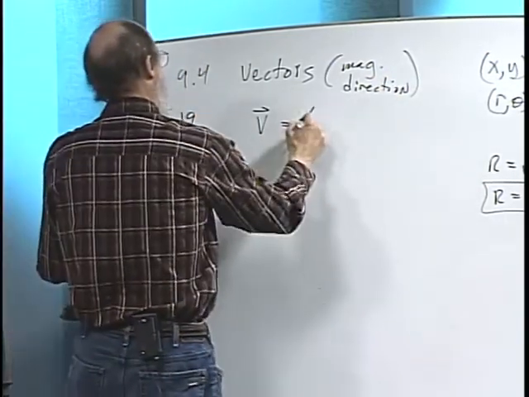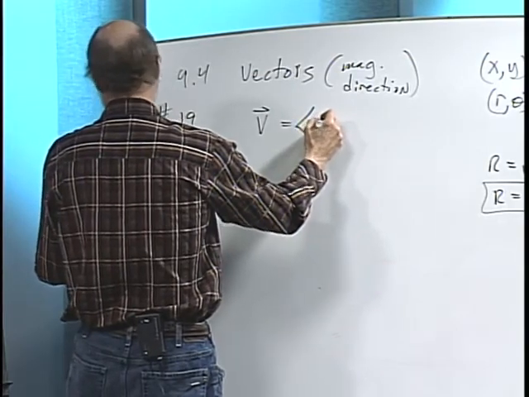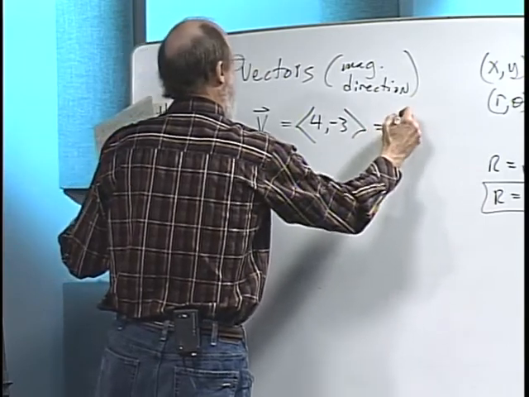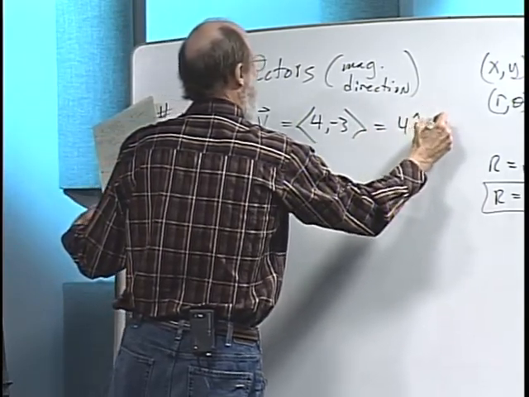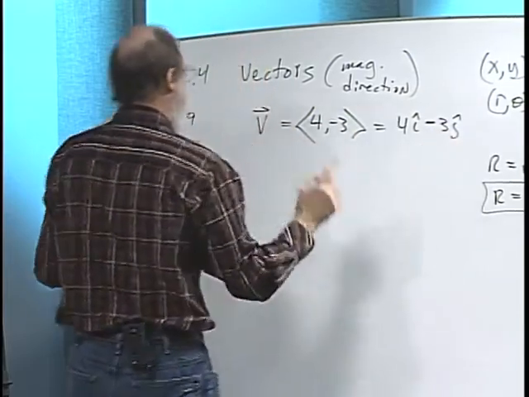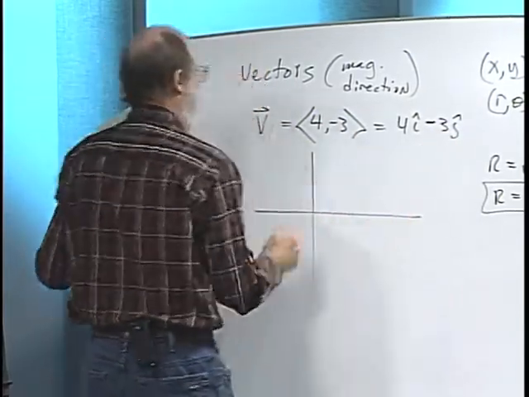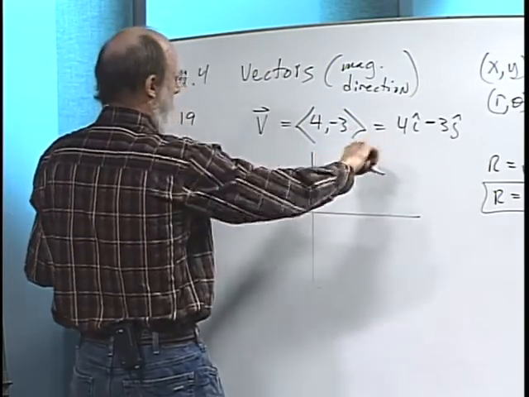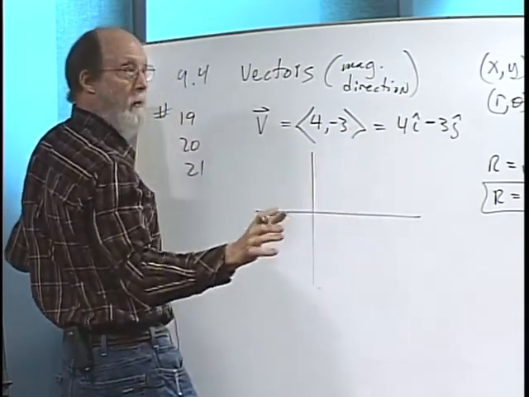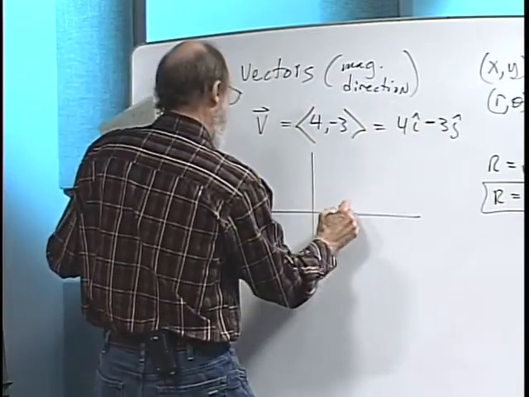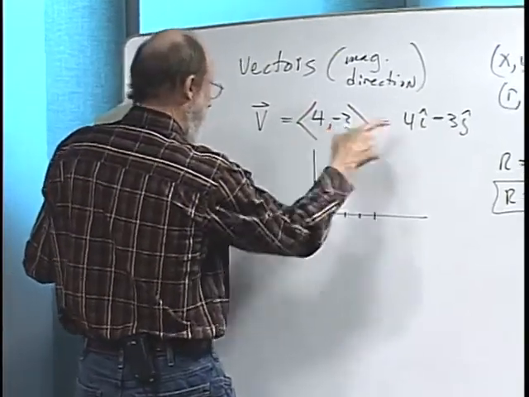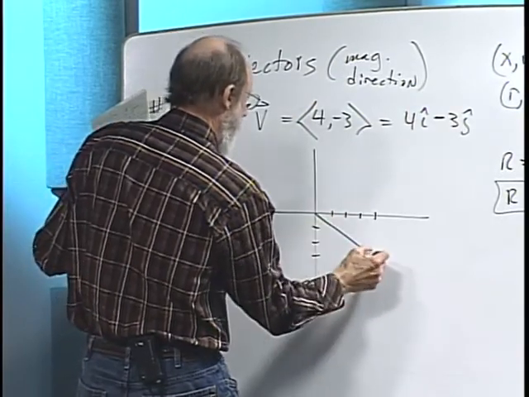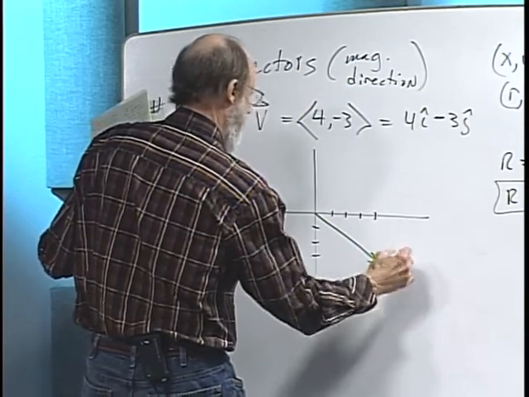If I write a vector this way with angle brackets 4, negative 3, another way of writing that is 4i hat minus 3j hat. That vector has length, called magnitude, and it also graphs. It has length and direction. So it's 4 to the right and negative 3 on y, and it looks like this. So there's a picture of vector v.